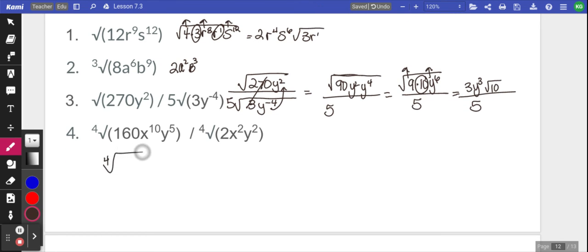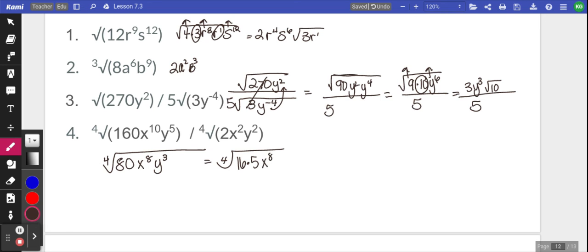And the last one, the fourth root of, so I'm going to take 160 divided by 2, which is 80. X10 over X2 becomes X8. And Y5 over Y2 becomes Y3. 80 is not a perfect fourth. I'm not even sure that 80 breaks up by anything. 80 divided by 16 and 5, it does.